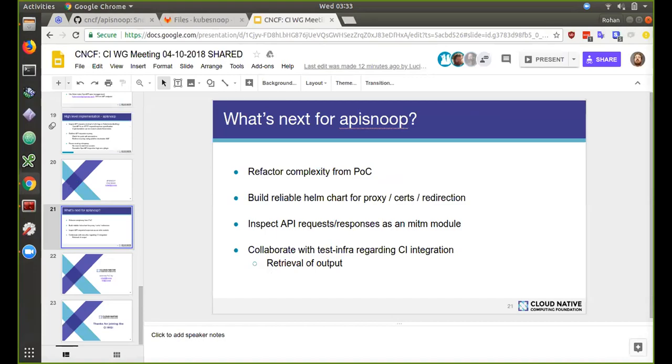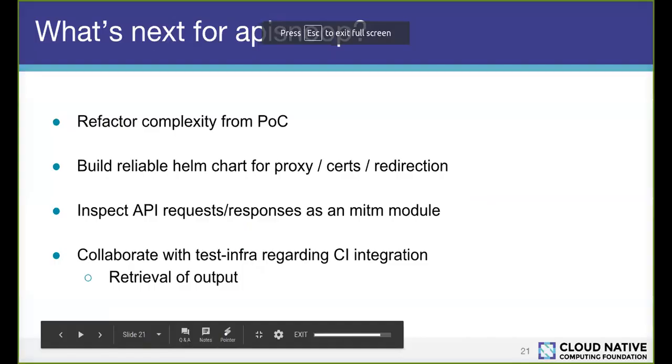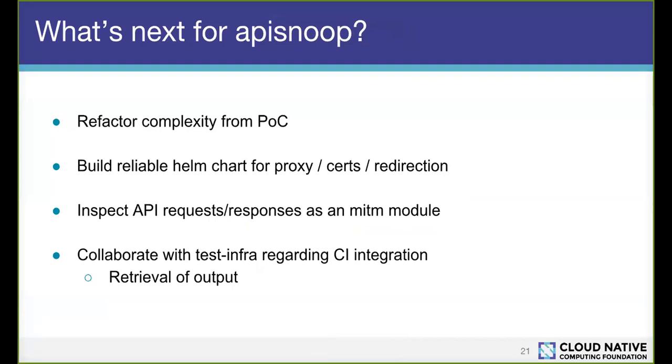So this POC just demonstrates the ability to intercept the traffic once we annotate a pod. But there's some unnecessary complexity inside this implementation that we need to refactor. Once we get that done, we're going to get a reliable Helm chart for deploying the proxy certs and redirection, using the refactored approach.